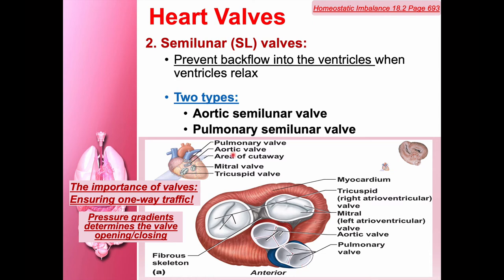Then there are two other valves called the semilunar valves, which are the aortic semilunar valve and the pulmonary semilunar valve. The aortic semilunar valve is present in the aorta, and the pulmonary semilunar valve is present in the pulmonary trunk. Okay. Semilunar means half moon. So if you look at this cusp, it will be like a half moon. You can see it's a fibrous ring-like structure. It's called the commissure of the valve, and this is the opening of the valve leaflet. Okay. It is made up of thick connective tissue.